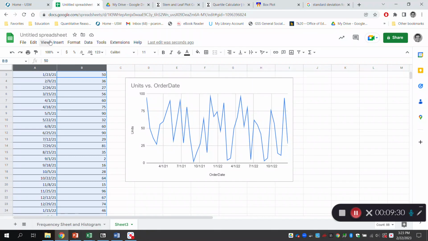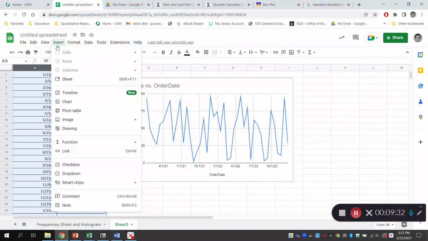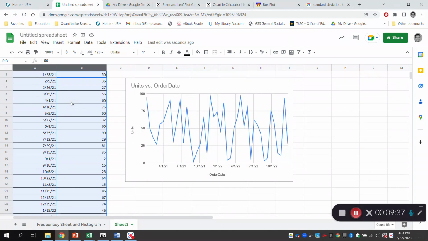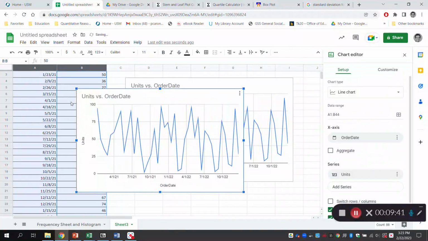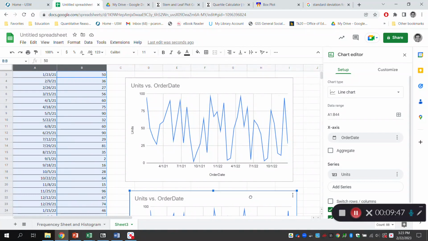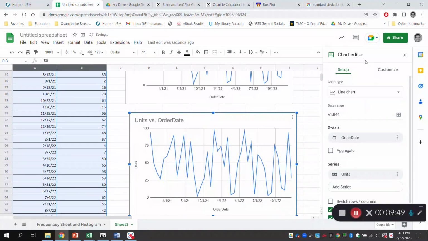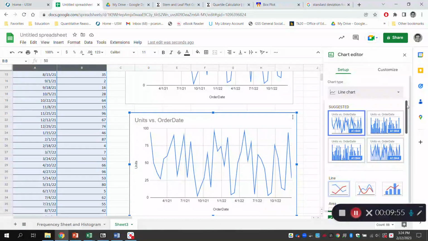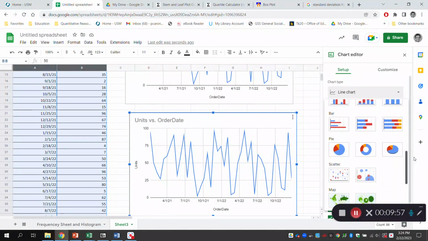to see if I can get a histogram. So I'm going to insert a chart, and it's going to probably give me another chart here. There we go. And I'm going to bring this down here so I can play with it over there. And then you go to the chart editor, and it's the chart type, line chart, and you can go down and you can make as many different types of charts.